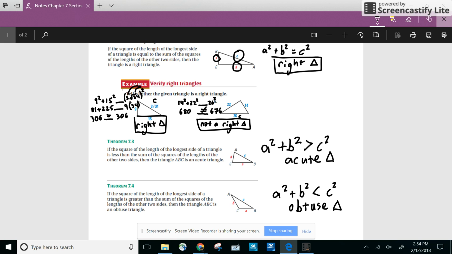So if I went back up to the problem that we just did, I had a not-equals sign there, but now 680 is greater than 676. So a squared plus b squared was greater than c squared. That was an acute triangle. It didn't ask us that at that point, but now I know that it is.